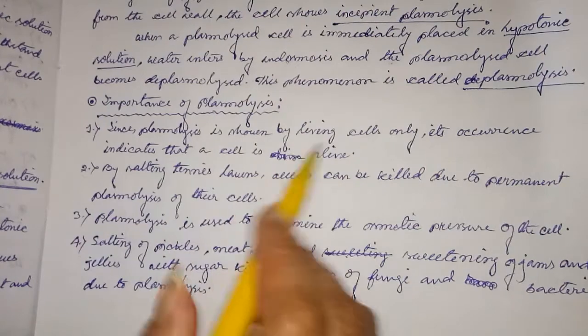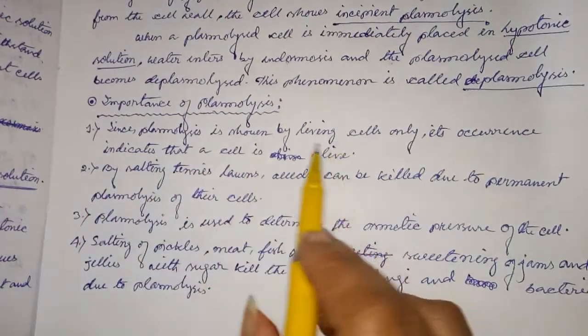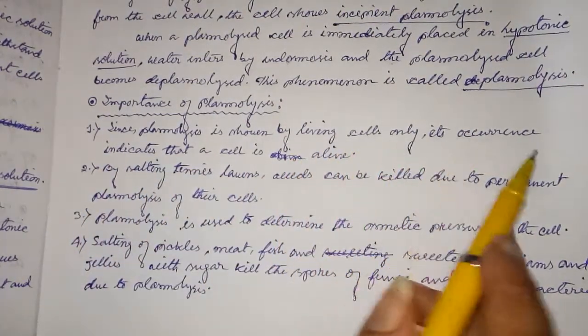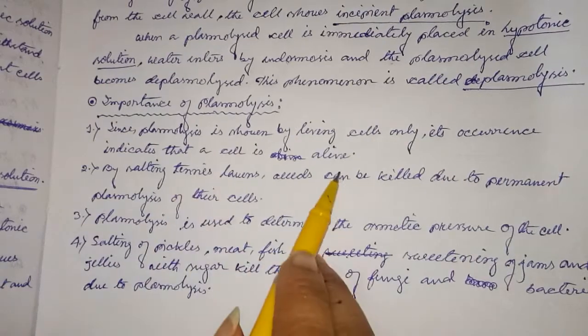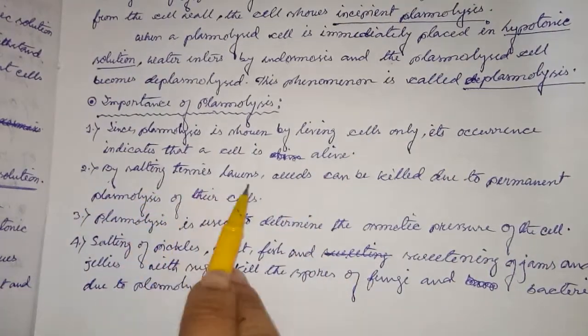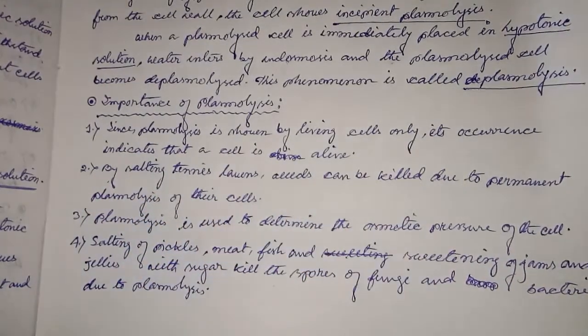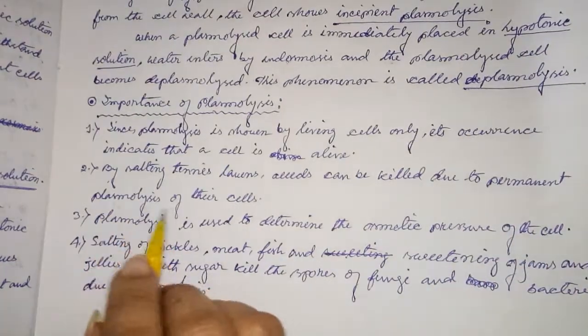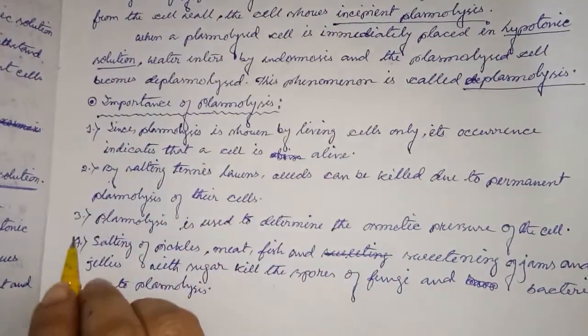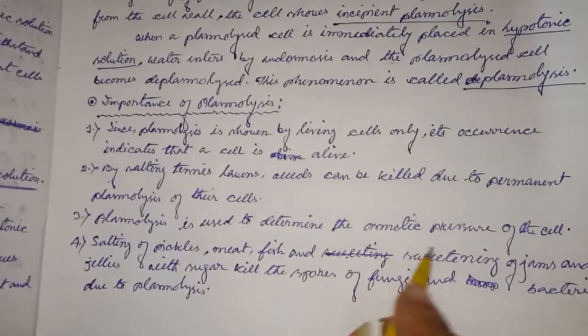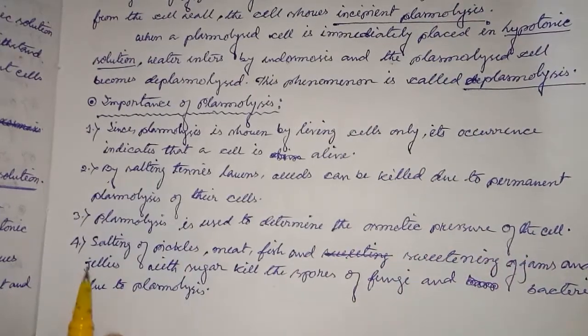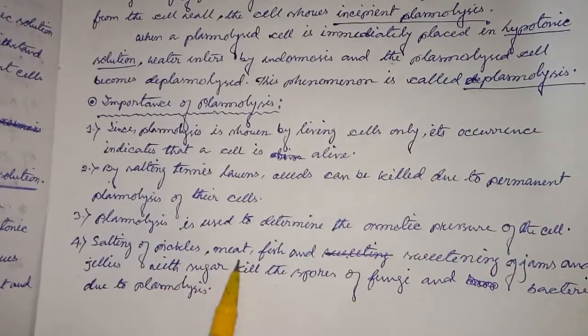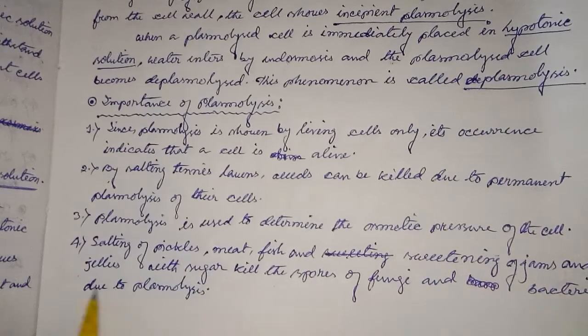So now, importance of plasmolysis are: plasmolysis is shown by living cells only. Its occurrence indicates that a cell is alive. Next, by salting tennis lawns, weeds can be killed due to permanent plasmolysis of their cells. Next, plasmolysis is used to determine the osmotic pressure of the cell. Number 4 is salting of pickles, meat, fish, and sweetening of jams and jellies with sugar kill the spores of fungi and bacteria due to plasmolysis.